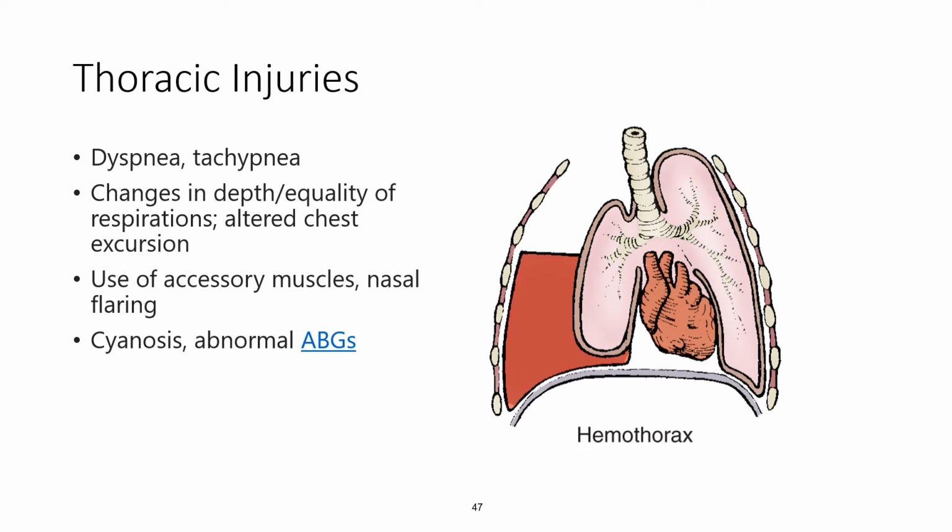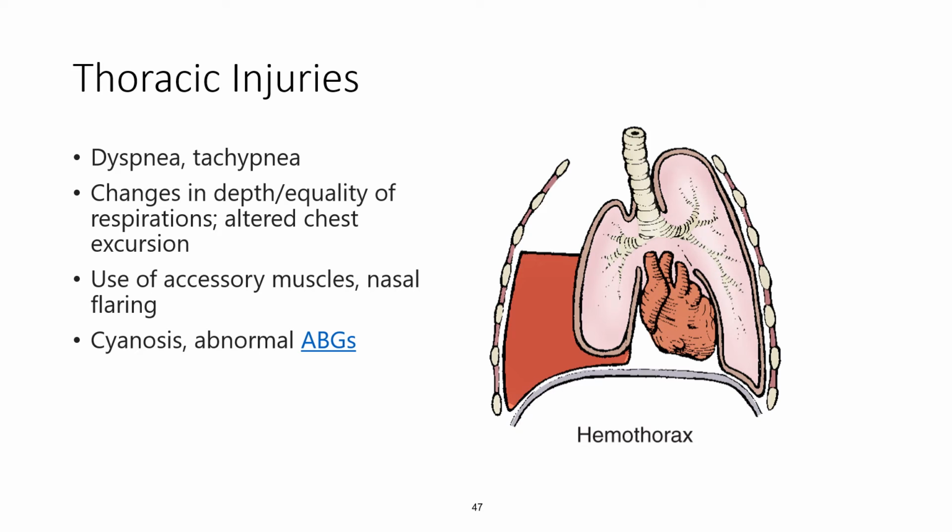Here's a hemothorax. Hemothorax is blood, pneumothorax is air. And just by virtue of thinking about gravity, a hemothorax is going to be low in the lung base, right? Air rises, so air is going to tend to be higher. A hemopneumo, where you have both blood and air, is treated with a chest tube that would be a little bit more centrally located.